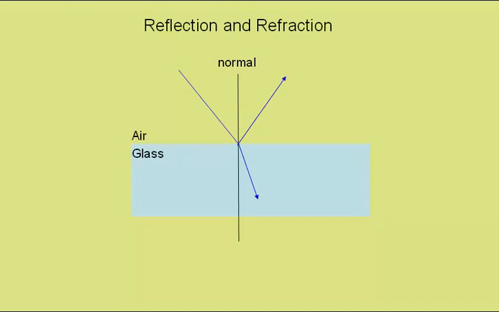In reality, when light meets an interface, some light is reflected, like this ray here, and some is refracted, like this one.